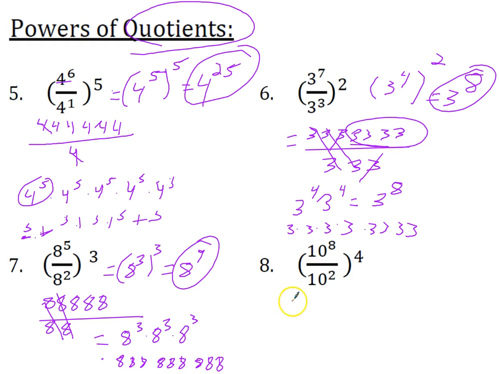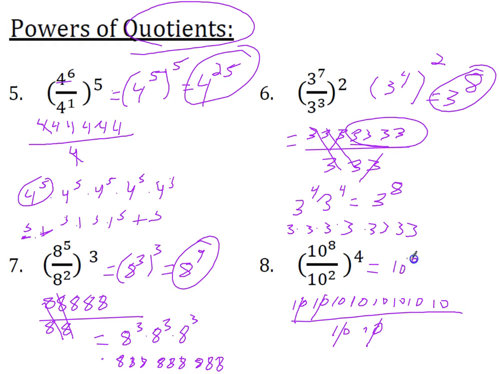Okay, last one, I have 10 to the 8th over 10 squared. So I'm going to put 8 10s on top. That's 1, 2, 3, 4, 5, 6, 7, 8. And I'm going to put 2 10s on the bottom and cancel out what I can. So I'm left with 10 to the 6th to the 4th.